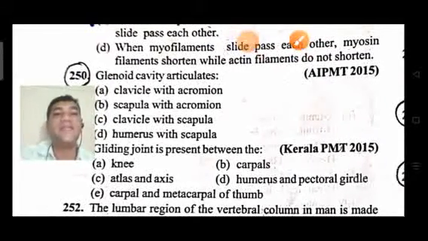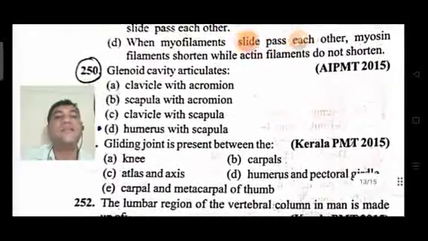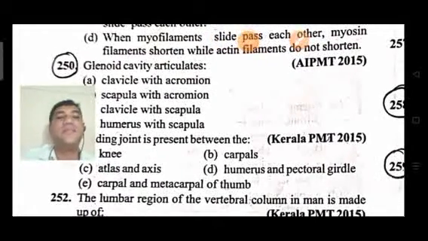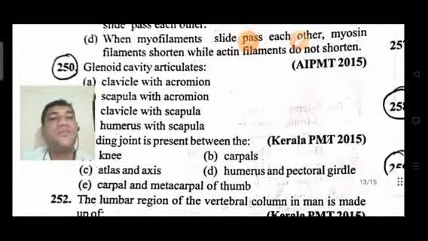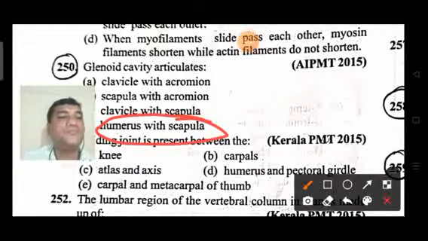Next, glenoid cavity articulates. Glenoid cavity is a part of the shoulder. The options are clavicle and acromion, scapula and acromion, clavicle and scapula, humerus and scapula. Glenoid cavity does not mean the upper vertebral column. So humerus is a part of the shoulder. So the glenoid cavity is formed by humerus and scapula.